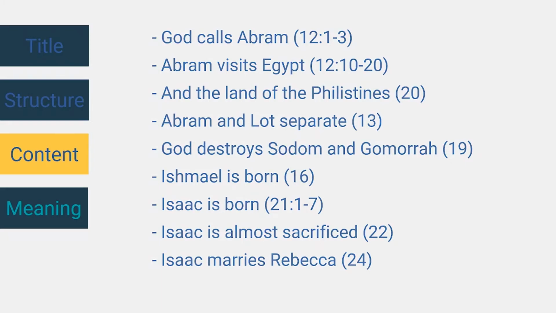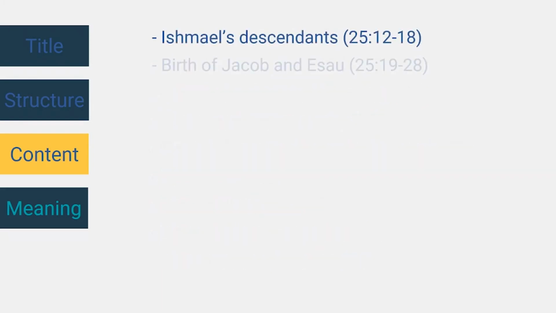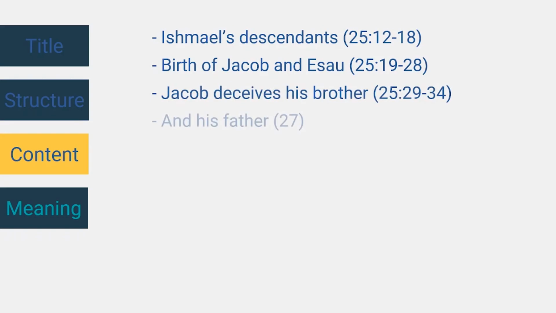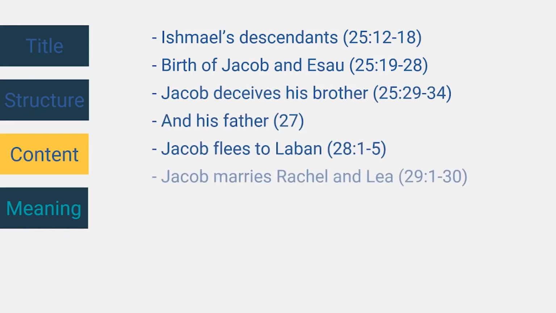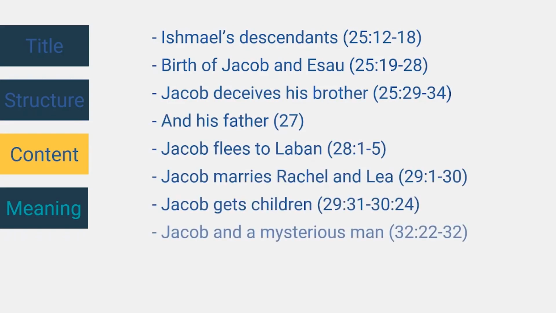Then the focus shifts briefly to Ishmael's offspring, before returning to talk about the life of Isaac, including the birth of the twin brothers Jacob and Esau. The story then follows Jacob, who deceives both his brother and his father to obtain his father's blessing, after which he is forced to flee abroad to his uncle Laban. There he marries Rachel and Leah, 2 of his cousins, and he gets 2 concubines as well. In total he would get 13 children by these 4 women.